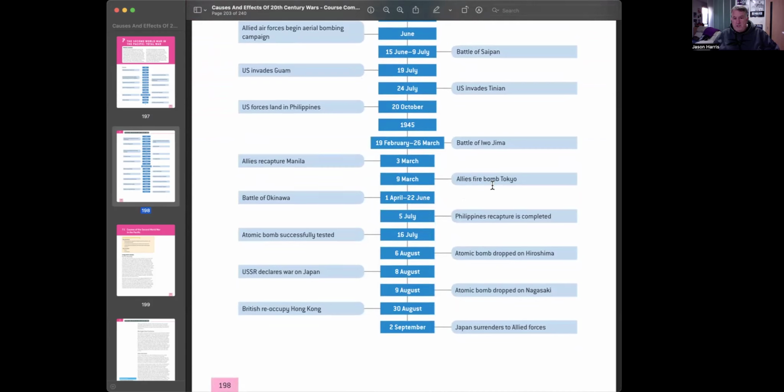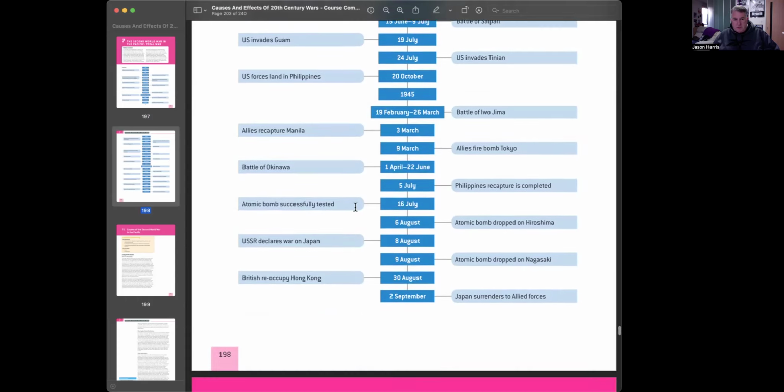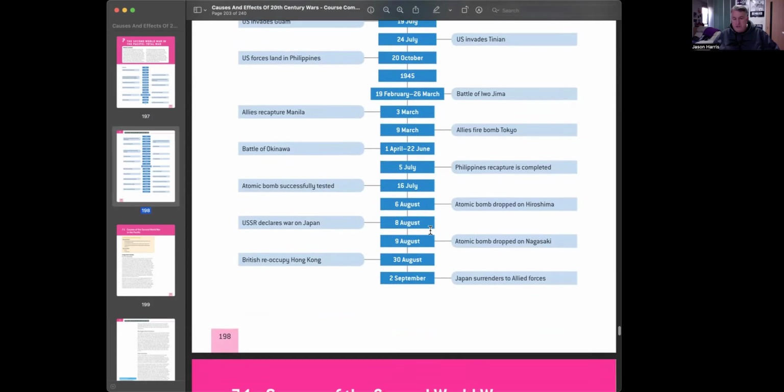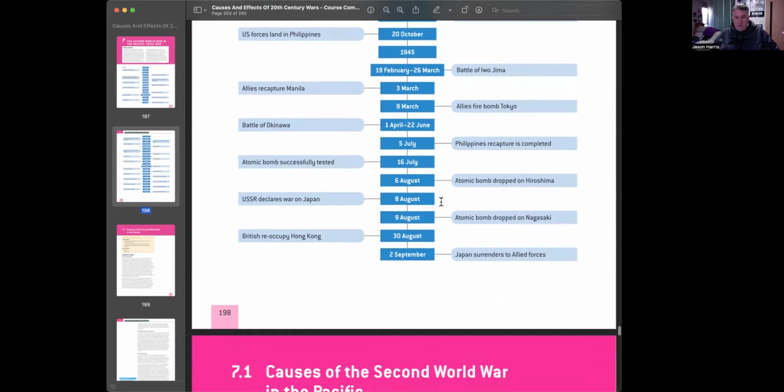The firebombing of Tokyo is probably more devastating than the atomic bombs that are dropped later on. The Battle of Okinawa is long and very, very bloody, and they start to recapture, and then of course they test the atomic bomb, and they end up, of course, using it, as you all know, on Hiroshima on the 6th of August, and on the 9th of August, 3 days later, on Nagasaki. Shortly thereafter, about a month later, Japan surrenders.